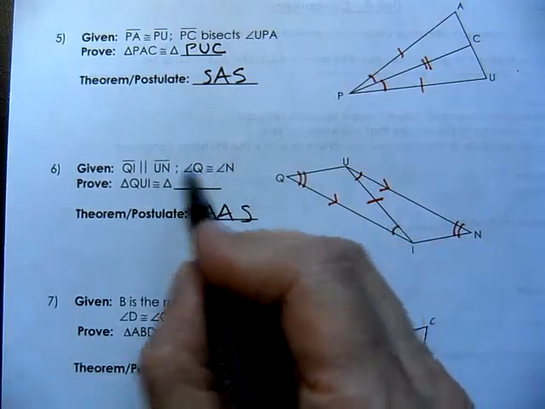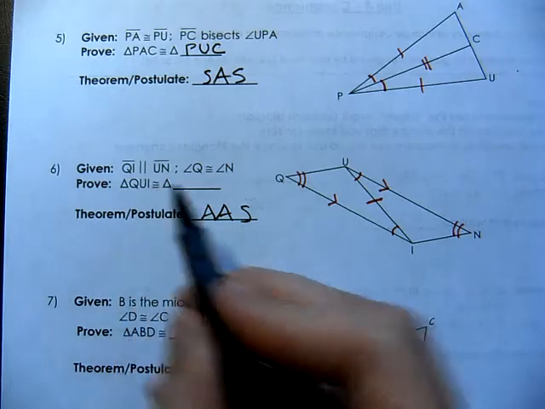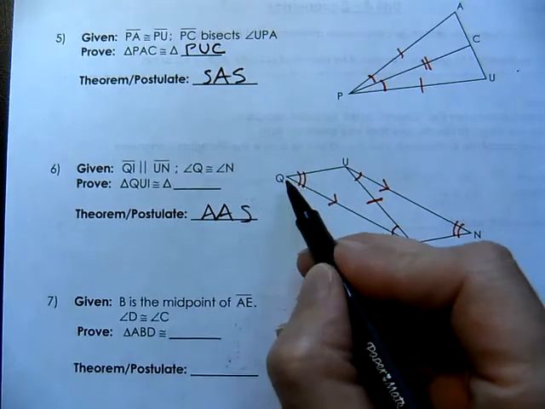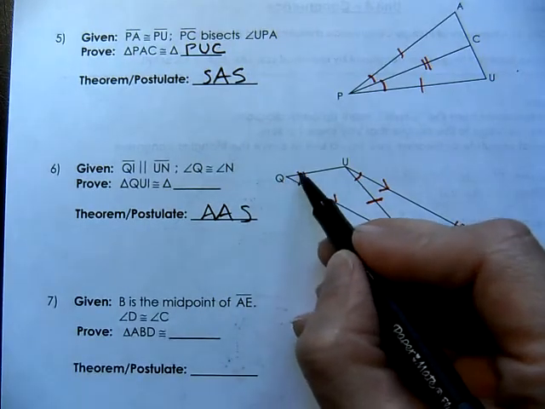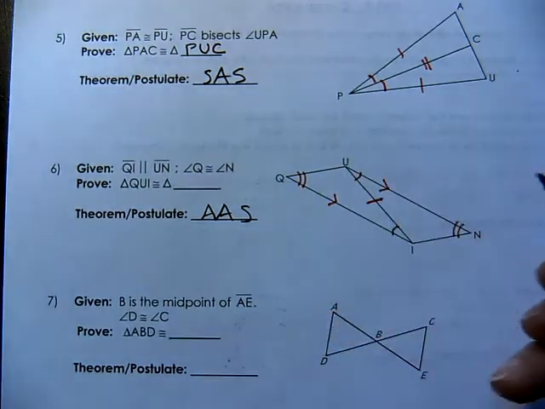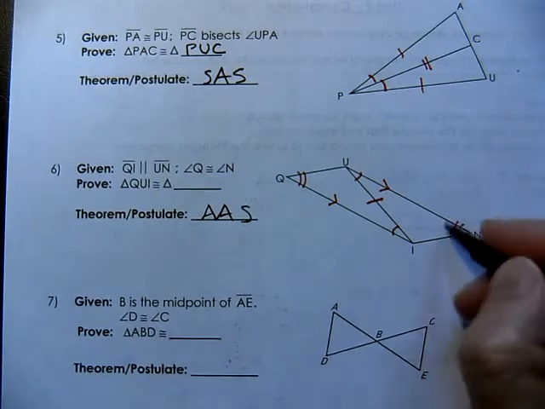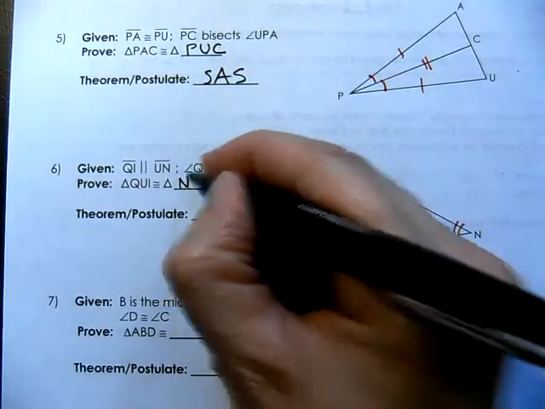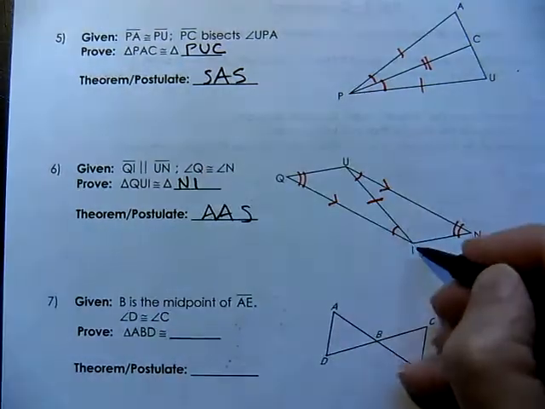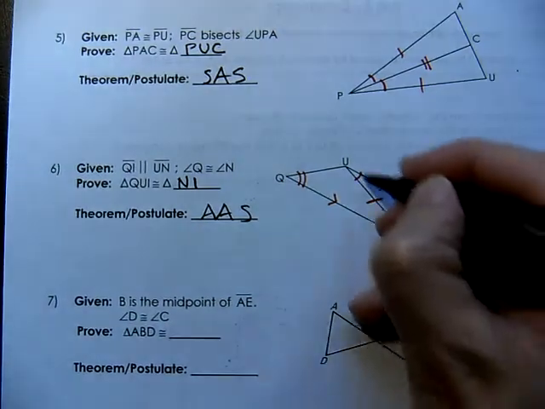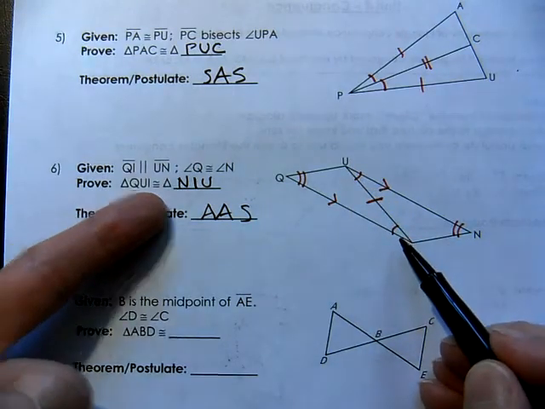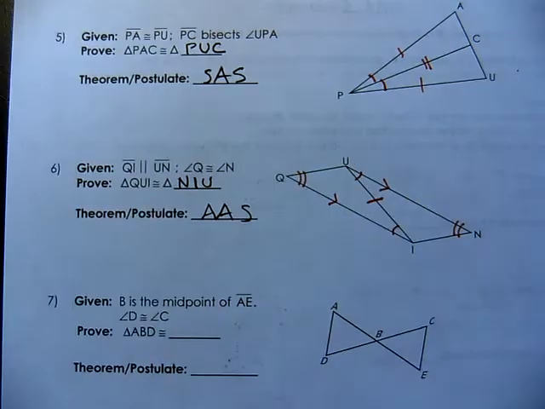Angle, angle, side is what we have. And again, we want that congruency statement. So triangle QUI. Notice the path I took in naming that triangle. We started at the angle with the double arc. We went along a side with no tick marks, and then we went along a side with a single tick mark. So in the same way on this other triangle on the right, I want to start at the angle with the double arc, which is angle N. Go along the side with no tick mark, so N to I, and then go along the side with the single tick mark, I to U. So we're saying triangle QUI is congruent with triangle NIU.